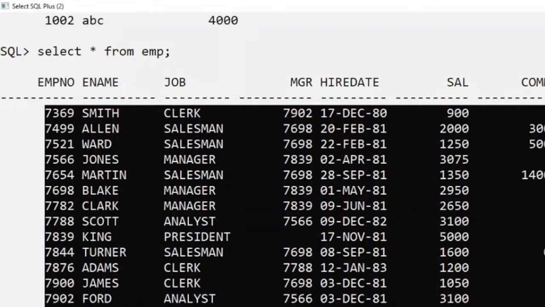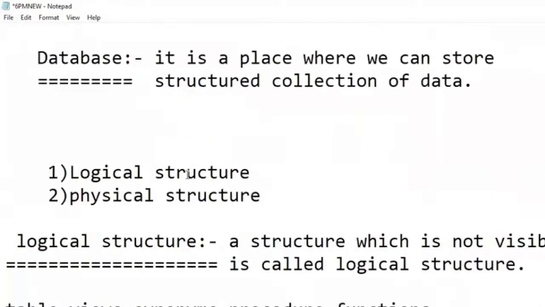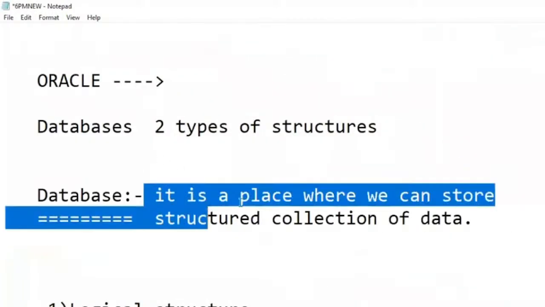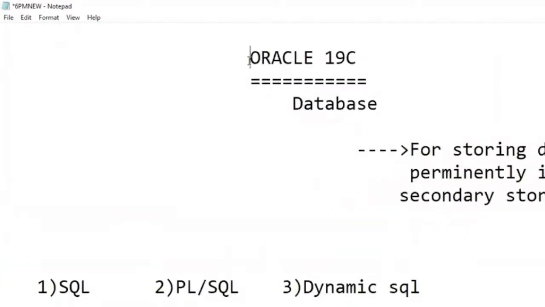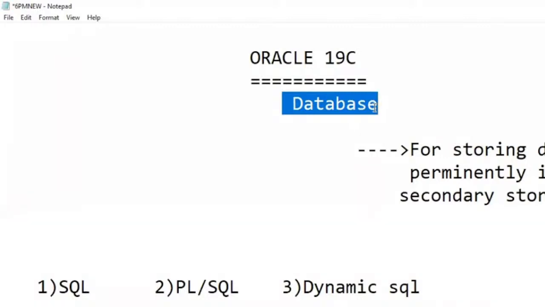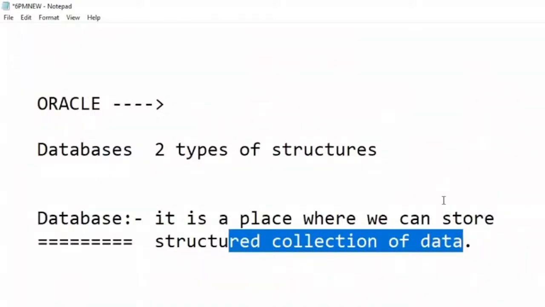That's why, in books or when we type in Google what is a database, two definitions are there. Most of the developers write that it is a place where we can store a structured collection of data. Understood? Yes. Now this is Oracle, a product from Oracle Corporation. In our course, we are learning the 19c version only. This is a database product. If anybody asks what is a database, as a developer we say it is a place where we can store structured collection of data. That is the logical side we are telling.